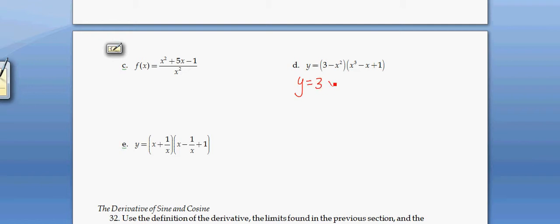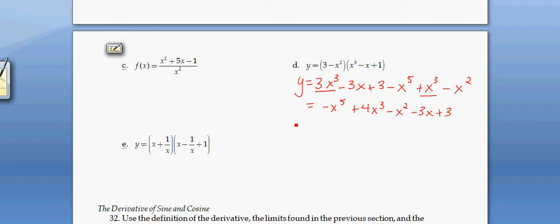We get 3x cubed minus 3x plus 3, and then minus x to the fifth plus x cubed. I think in class I said minus accidentally, and then minus x squared. And so we do have some like terms. We have a 3x cubed and another x cubed, so that's going to be 4x cubed. So we have negative x to the fifth plus 4x cubed minus x squared minus 3x plus 3. Again, just as I said in class, make sure you're careful here. So far all we've done is algebra, so we haven't taken the derivative.